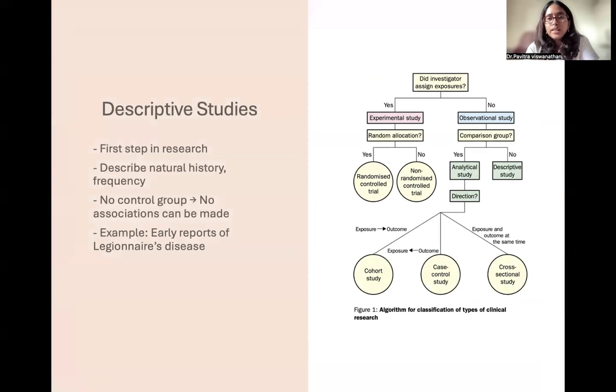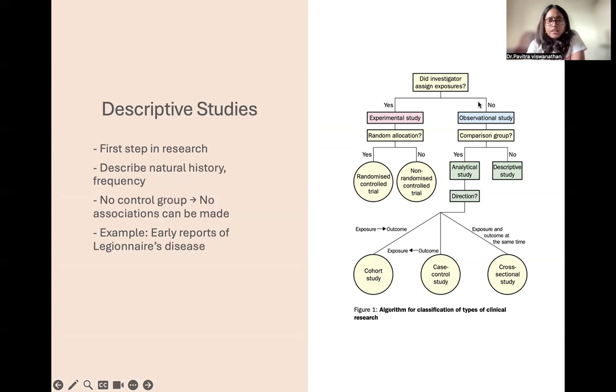Okay, so let us look at descriptive study. Throughout the presentation, I will try to use the same classification so that you are able to understand what we are talking about. Descriptive study is the first step in research where you are just describing the natural history of a disease. So there are no control groups here. There is no comparison group. And did somebody assign exposure?